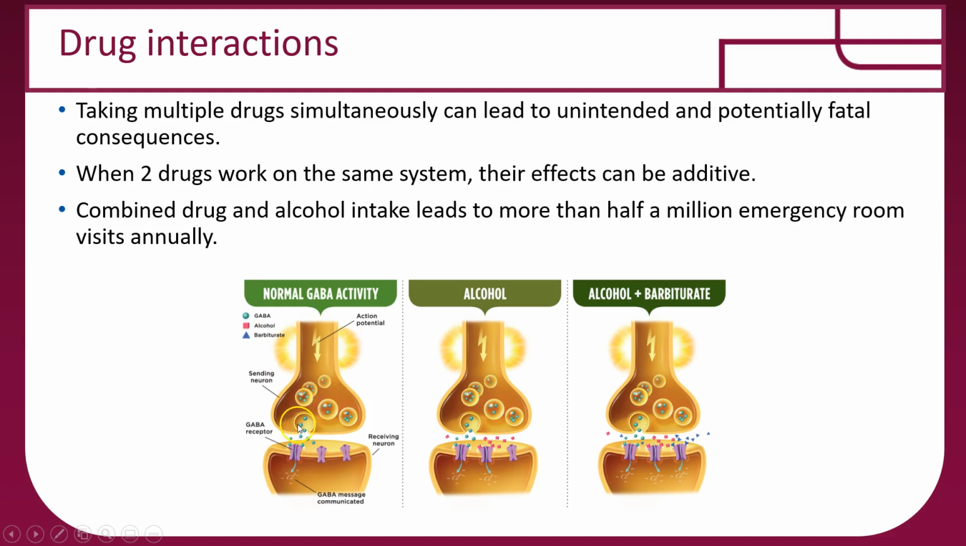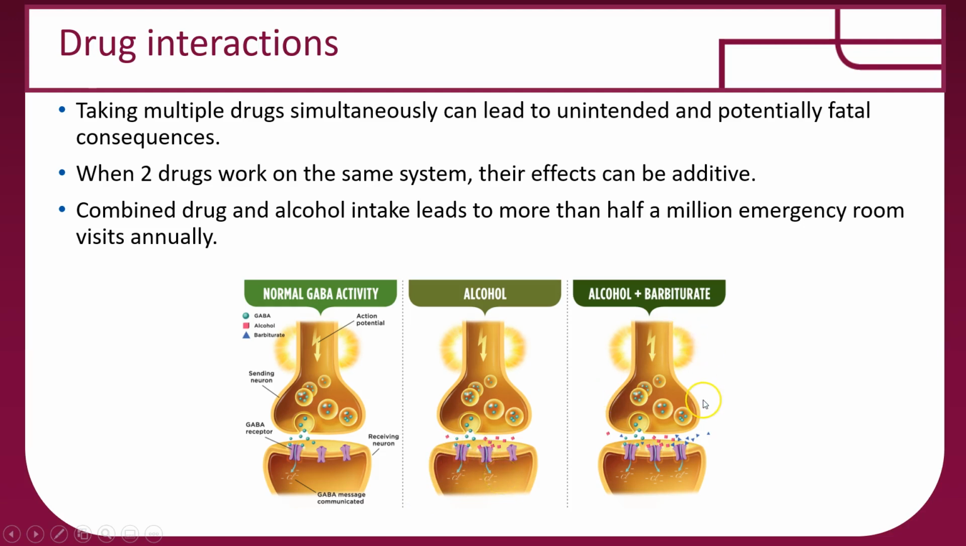So with normal GABA activity, you've got a little bit of GABA being released. Here are GABA receptors, and a message is communicated. When you add alcohol, not only do you have the normal GABA release, but now you have alcohol here that's binding to the same GABA receptors. And so the message, instead of just getting one message here to slow your heart rate down a little, you're getting double the message.